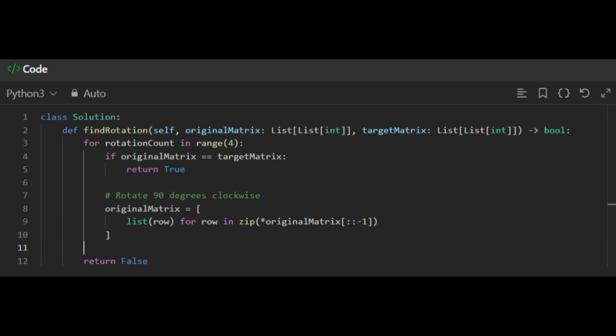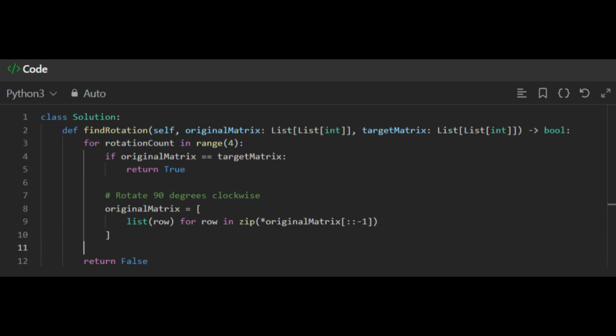We are given two matrices, original matrix and target matrix, and both are square matrices. The idea is simple. We try all possible rotations of the original matrix and check if any of them match the target matrix. Let's walk through the code. We use a loop that runs 4 times. This is because a matrix can have only 4 possible states when rotated in 90-degree increments: 0 degrees, 90 degrees, 180 degrees, and 270 degrees.